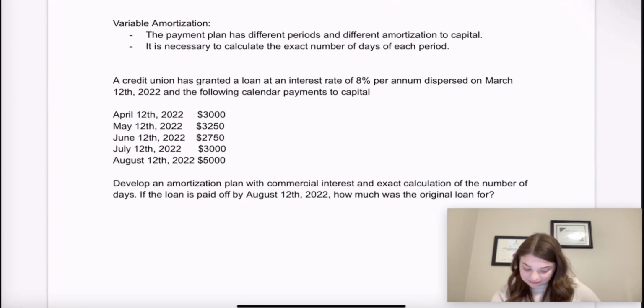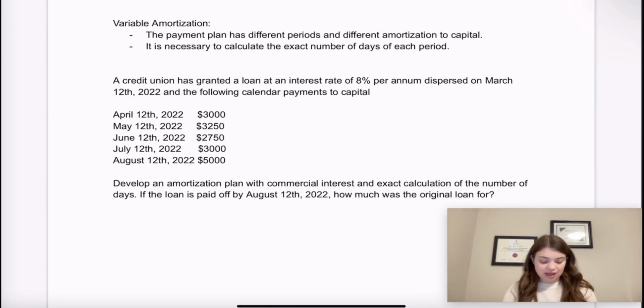Then it asks, develop an amortization plan with commercial interest and exact calculation of the number of days. If the loan is to be paid off on August 12th, 2022, how much was the original loan for? Okay, so before we even develop that amortization plan, how can we answer the question of how much the original loan was for? Well, it looks like here they tell us all the capital payments, right?